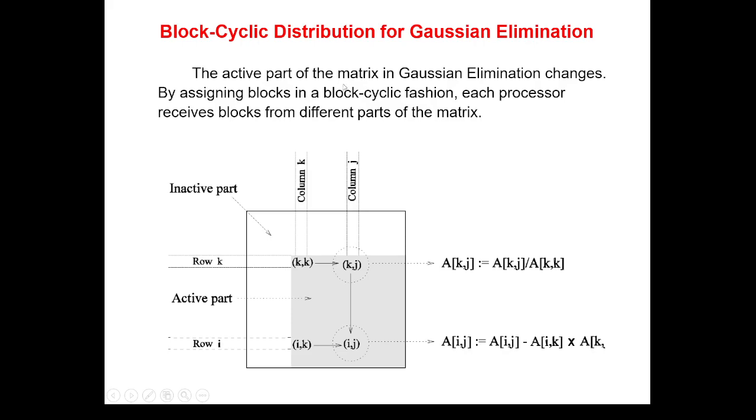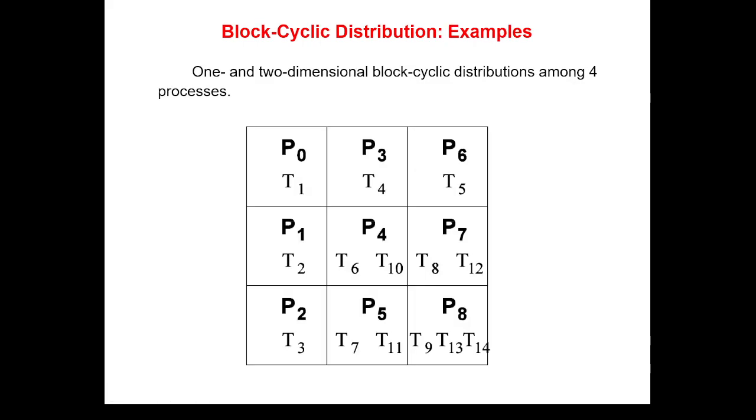So this is the active part of the matrix in the Gaussian elimination changes. Okay, so we assign the blocks in a block cyclic fashion. Okay, column K and the row. And then each processor will receive a block. Each processor will receive blocks in different parts of the matrix. Okay, so we will multiply. So this is the active part, the row and the column. Later we can multiply in the cyclic fashion.